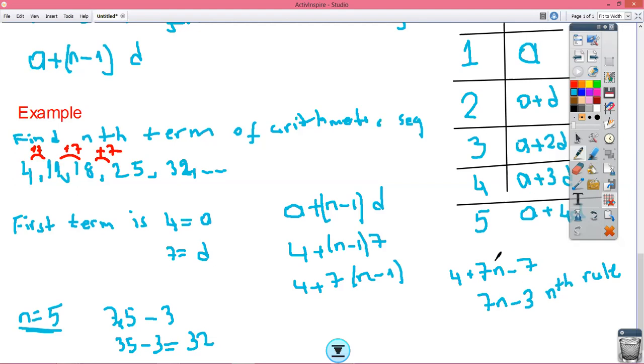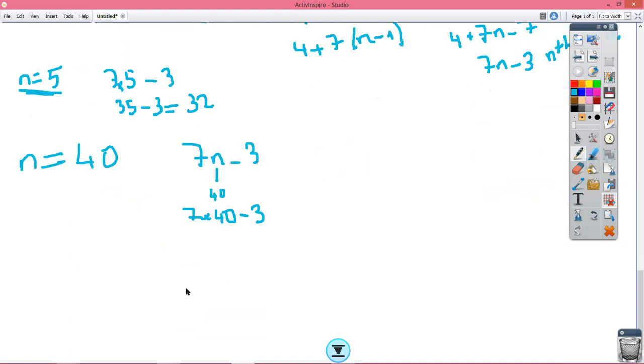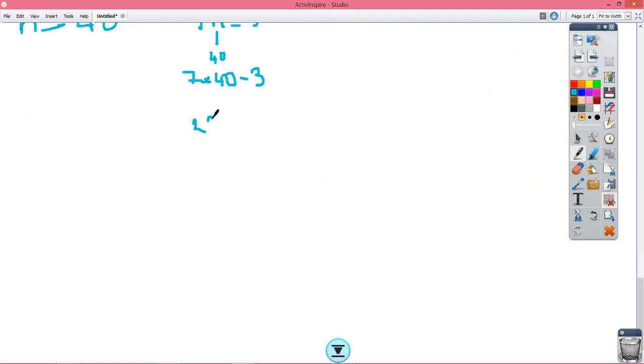Any question? No. Now let's find the fortieth term. Let's say n is equal to 40. We know the rule, 7n minus 3. Instead of n, what am I going to replace? 40. 40, well done. 7 multiplied by 40 minus 3. What is the result? Now the result will be 280 minus 3. What is the result? 277. Is it true? Yeah.